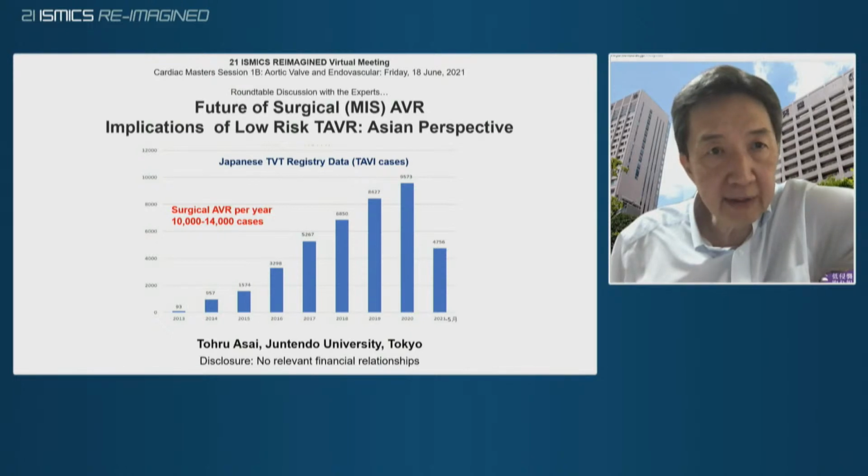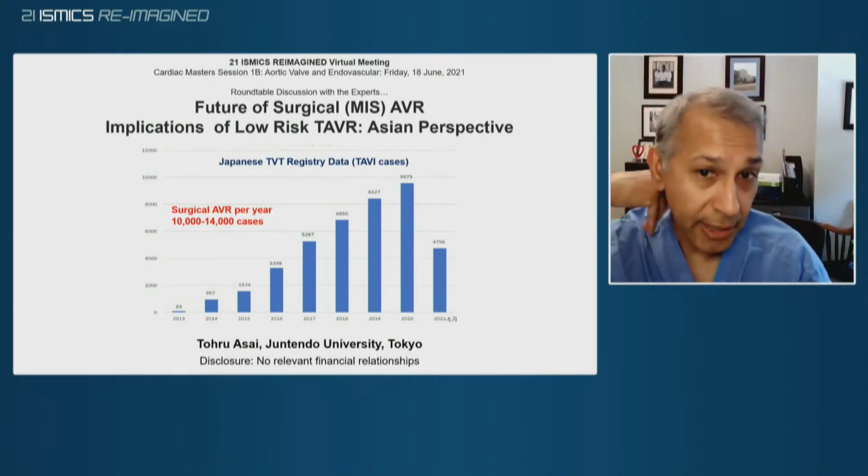Can you see my slide, everybody? Yeah, we can see your slide, Toru.